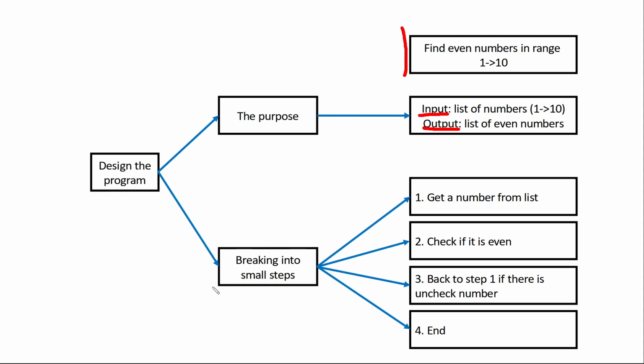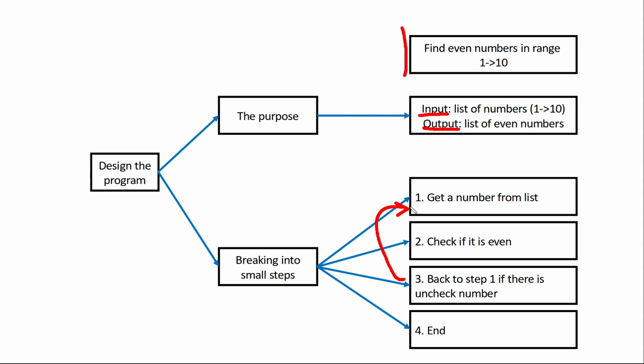As step 2, you need to break your work into small steps like this. Step 1 is to get a number from the list, then you check if it's even. And at step 3, you should go back to step 1 if there are unchecked numbers, and finally you end your program.